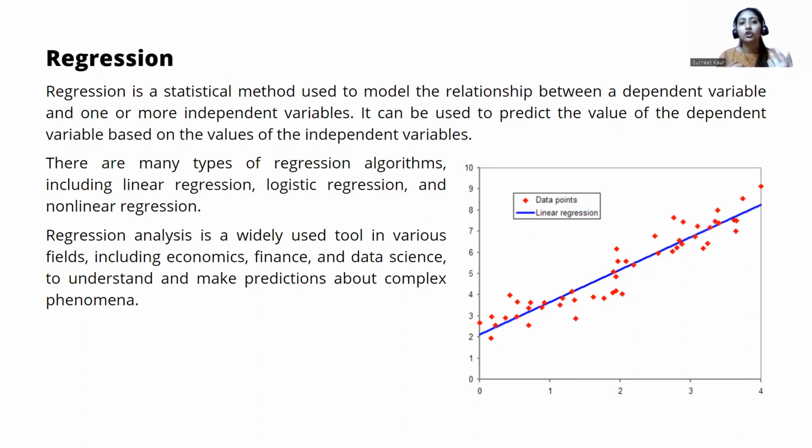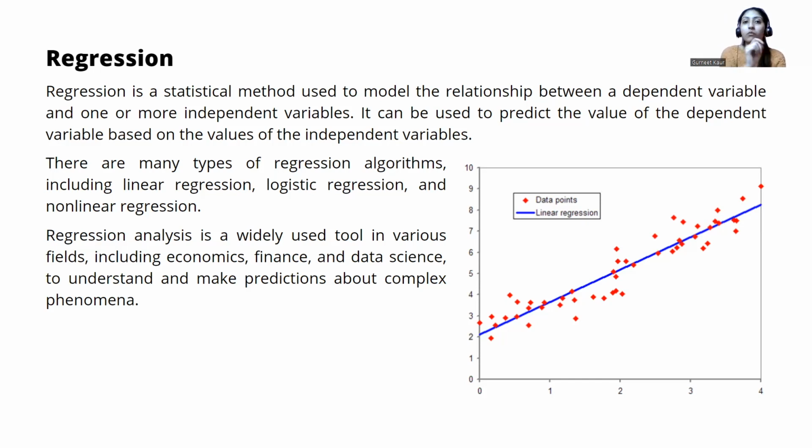There are many types of regression algorithms. We have linear regression, logistic regression, and non-linear regression. Regression analysis is widely used in various fields like economics, finance, and data science to understand and make predictions about complex phenomena. So what do we do basically? We find the relationship between a dependent variable and an independent variable using the line equation, which is y = mx + c.